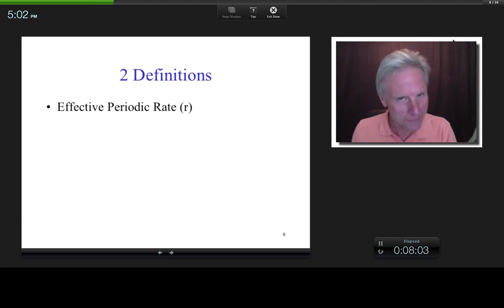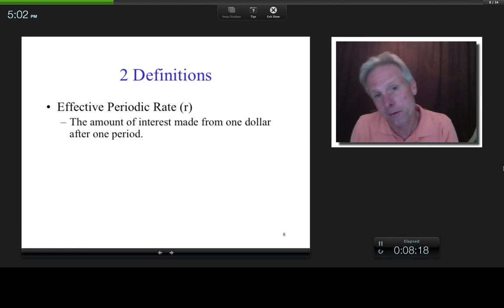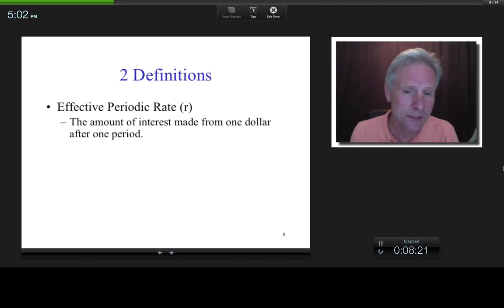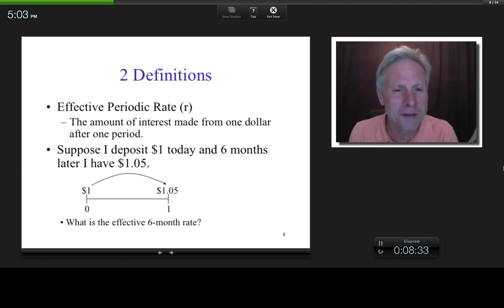Okay, so let me get into two definitions. And as I mentioned, definitions, is that something you memorize or something you understand? Well, that's something you memorize, right? Okay, so what is an effective periodic rate, which I'll denote as R? Well, either you know it or you don't. Basically, it's the amount of interest made for $1 after one period. So as an example, let's say I deposit $1 today, and 6 months later, I have $1.05. Then what is the effective 6-month rate? Well, I made 5 cents off the dollar, and it's communicated on a percentage basis, so basically 5%. That would be my effective 6-month rate.